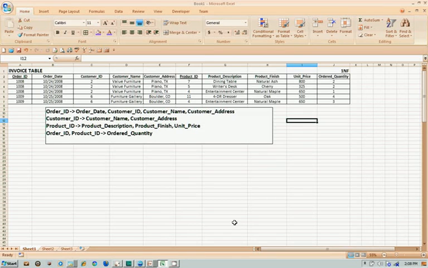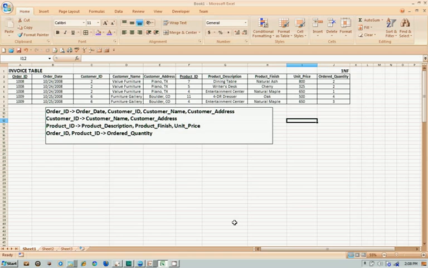Convert first normal form into second normal form. We can remove many of the redundancies in the invoice relation by converting it to second normal form. A relation is in second normal form if it is in first normal form and contains no partial dependencies. A partial dependency exists when a non-key attribute is functionally dependent on part but not all of the primary key.